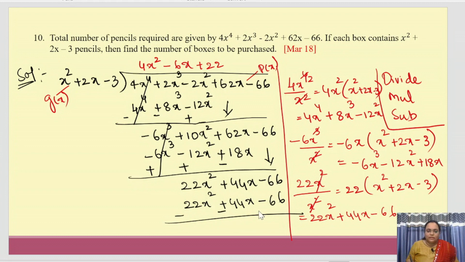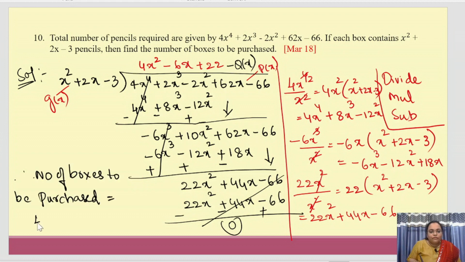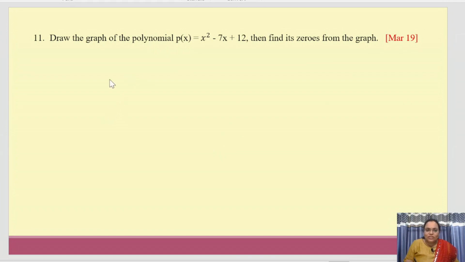The next step is you need to subtract them. So you will subtract it. So all the terms will get cancelled. 0 is the remainder. Therefore the number of boxes to be purchased is this one, which is your Q of x: 4x square minus 6x plus 22. Okay, clear? So let us see the next question.